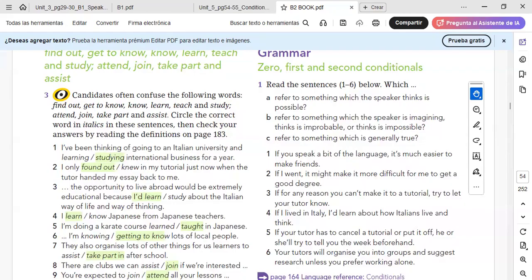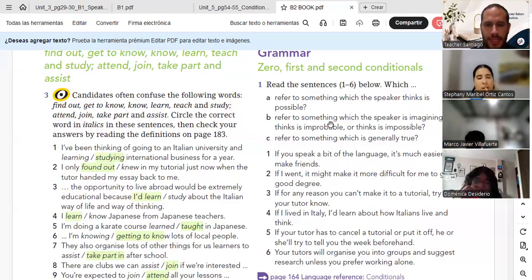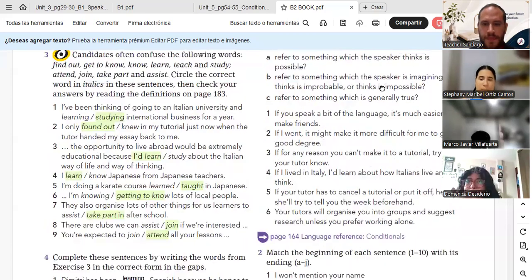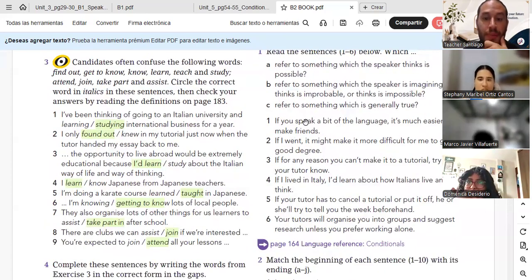So here you are. Okay, let's talk about conditional. No worries. We can review it. It's an easy topic. Especially zero, first and second are the easiest ones. Son los más facilitos. So the first one says, number one: if you speak a bit of the language, it's much easier to make friends. So, Stephanie, does it refer to something which the speaker thinks is possible, something the speaker is imagining and thinks is improbable or impossible, or something which is generally true?